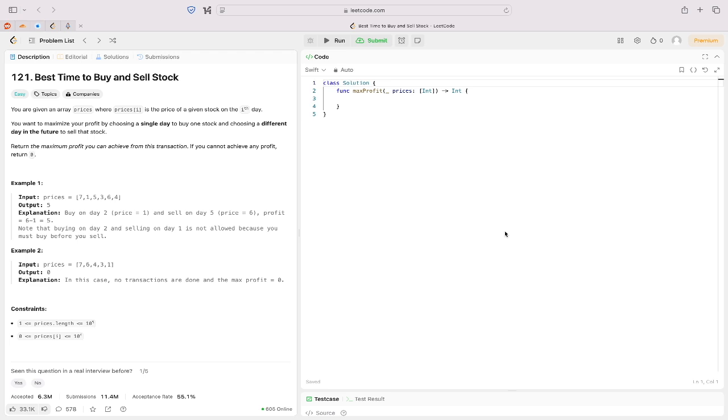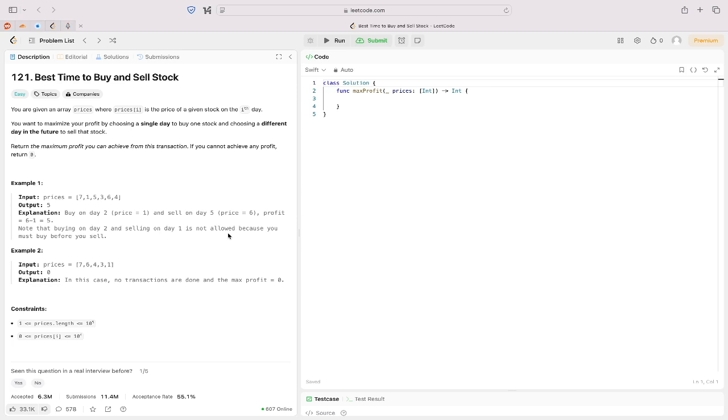Alright. So what we want to do is buy and sell. So we need to pick two numbers. Our first number will be our buy, our second will be our sell. And I don't think you can go backwards. No, okay. So first example, we have 7 1 5 3 6 4. Our output is 5.